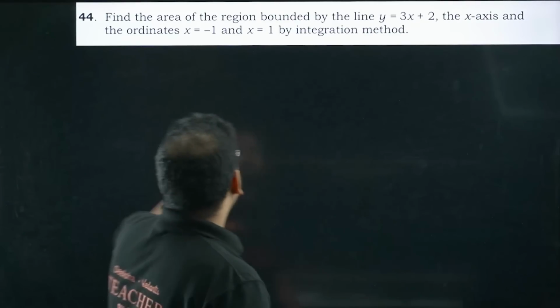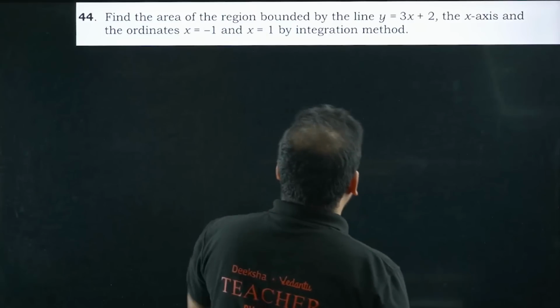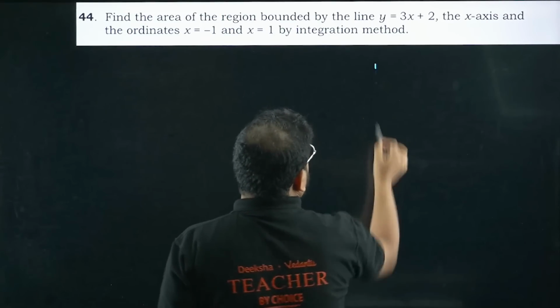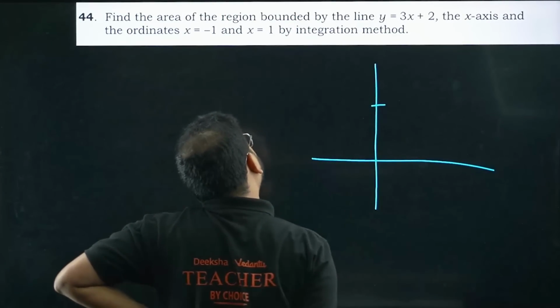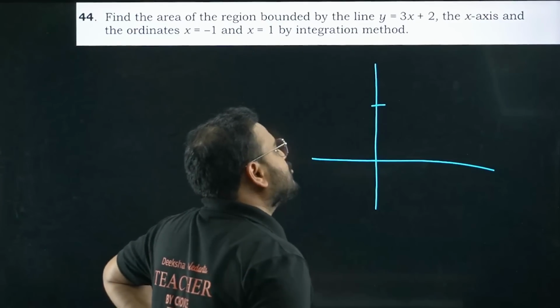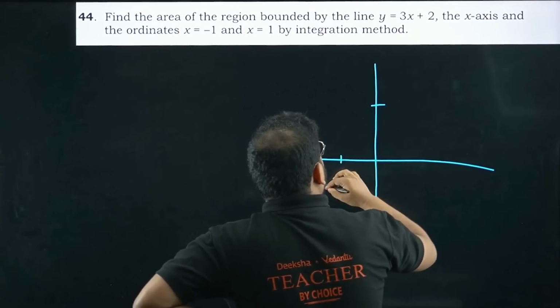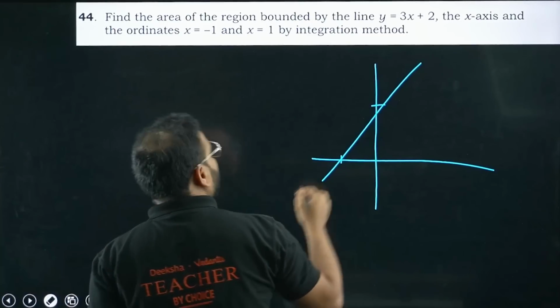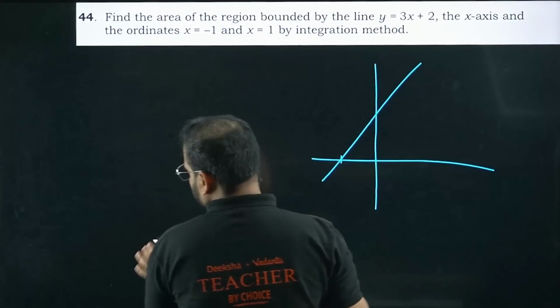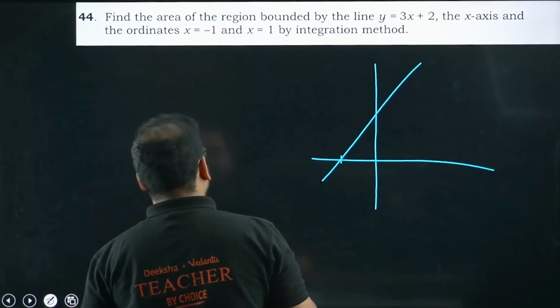Okay, don't worry. So find the area of the region bounded by the line. Draw the line. First, when x is 0, y is 2. When y is 0, x is minus 2 by 3. This is the curve. Not perfect actually, so I'll ignore this point and write it over here only. What I'm getting now, please check.